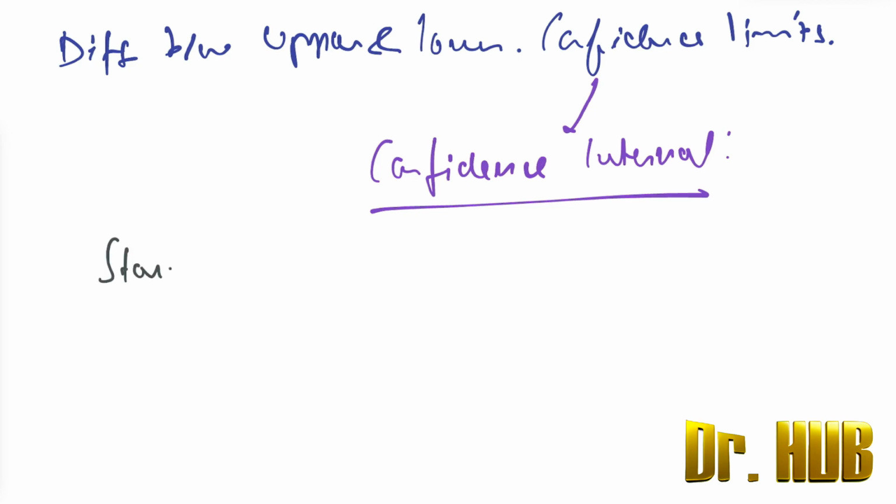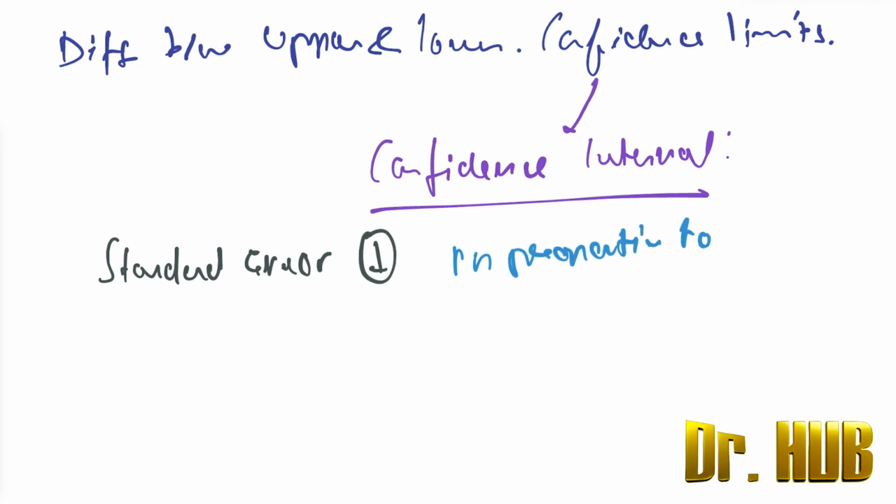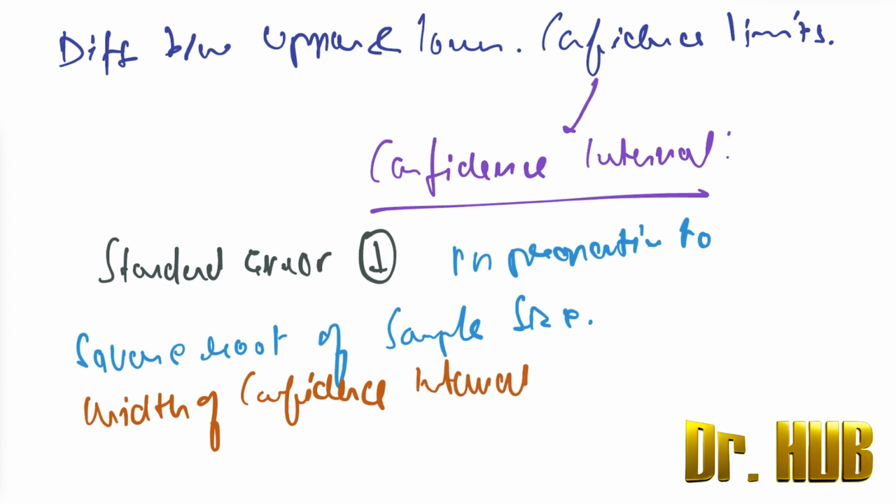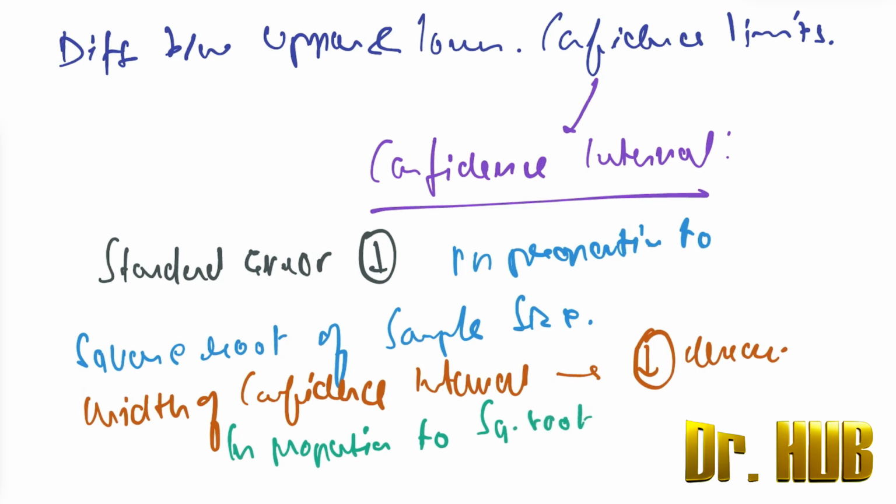the width of the confidence interval will also decrease in proportion to the square root of the sample size.